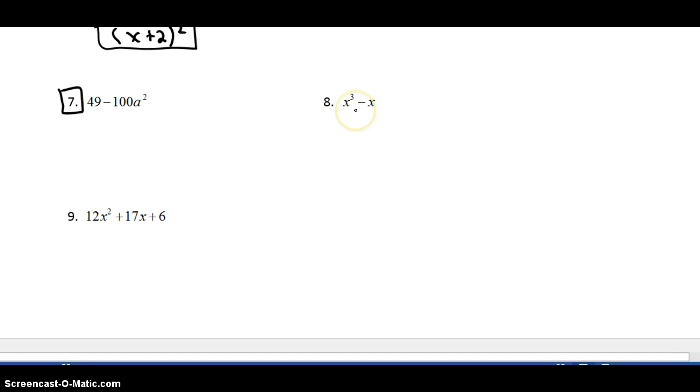All right, so number 8. Here I have two terms and a subtract, so I'm going to look for the difference between two squares, but I have to factor out a GCF. In this case, it's an x. A little tricky on this one. When I divide x cubed by x, I get the x squared. When I divide negative x by x, it's minus 1.